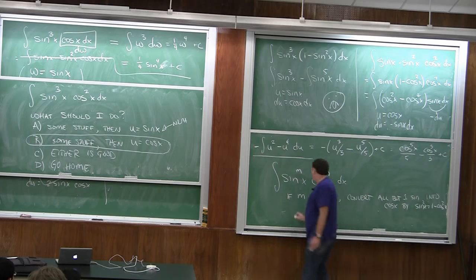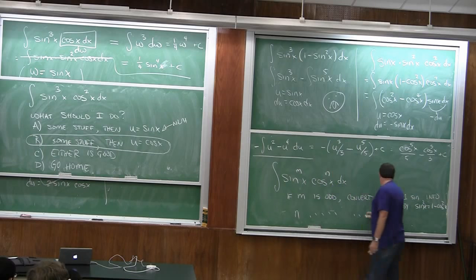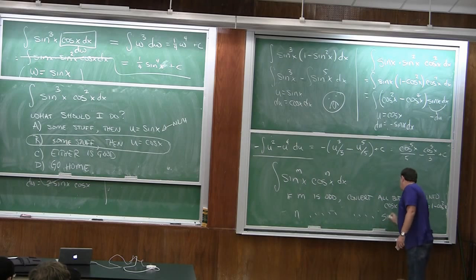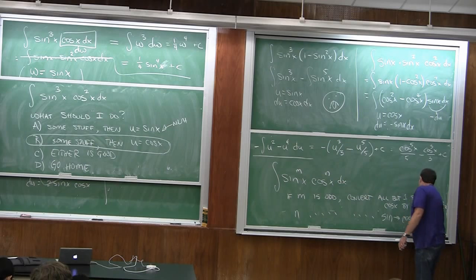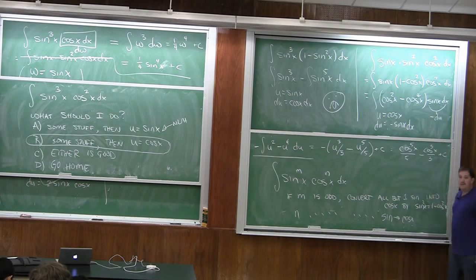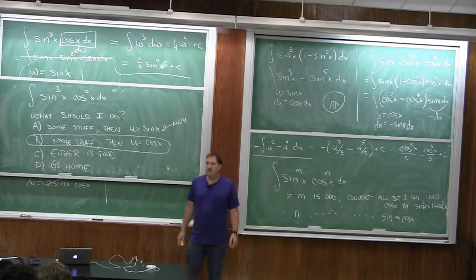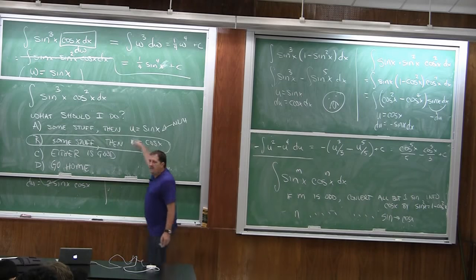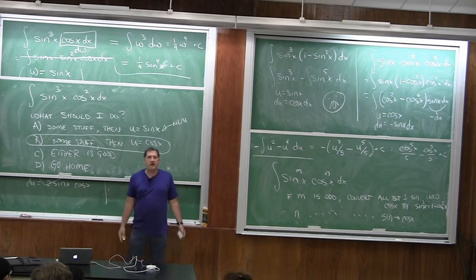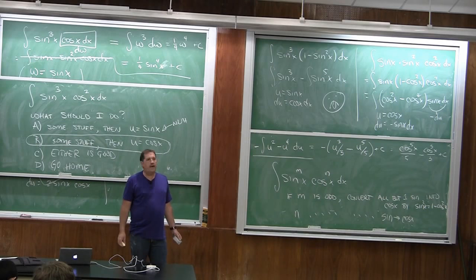If m is odd, then I do the same thing, but I convert cosines into sines by the other piece. And if they're both odd, I can do it either way. So this answer is sort of right in spirit, but it depends on which power is odd and which power is even. Yeah? Does it matter if n is greater than m? Don't care. It can be negative too.